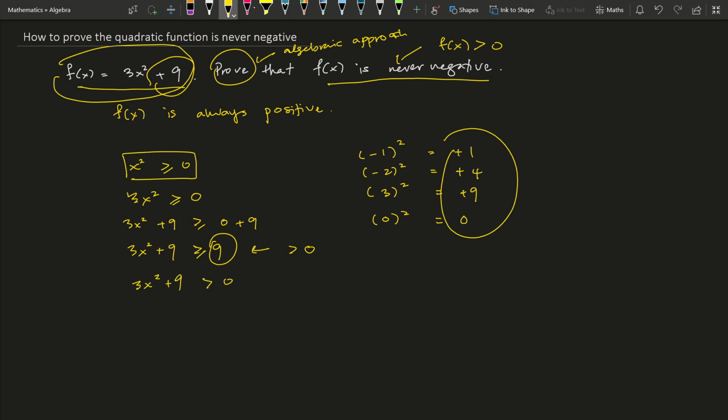We know that the function 3x squared plus 9 is f(x), so we write it like this: f(x) is greater than 0. So we have just proved the statement that f(x) is never negative and always positive. So that's all from me, the proof that the quadratic function is never negative. Thank you.